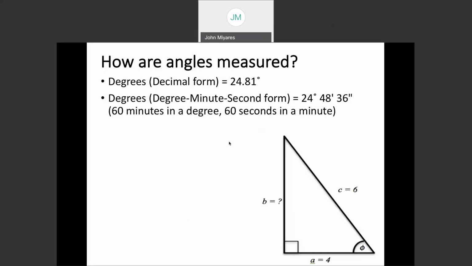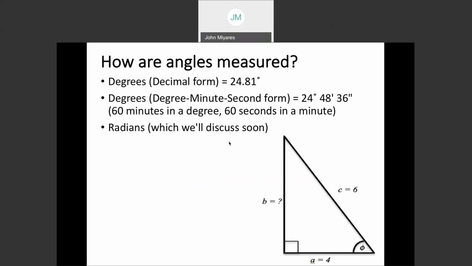The third way that these are measured is in something called radians, and radians are about as different to degrees as centimeters are to inches, but I will say they're not metric. We will discuss them soon enough, but for now, let's get comfortable with measuring angles in degrees.